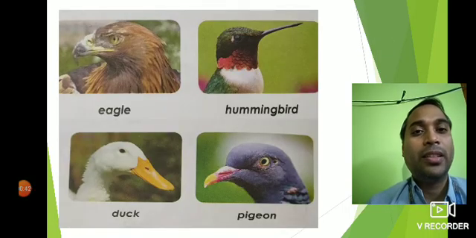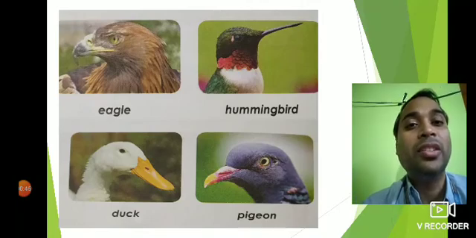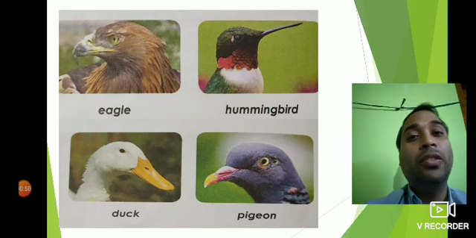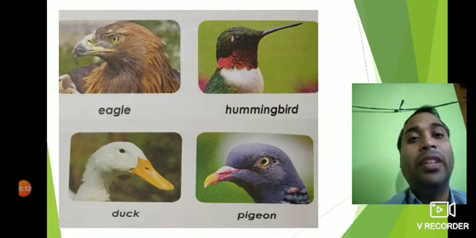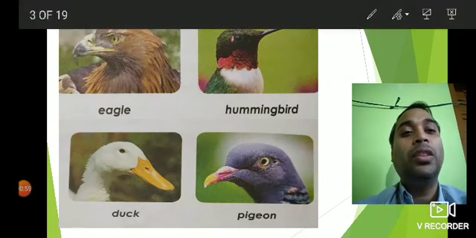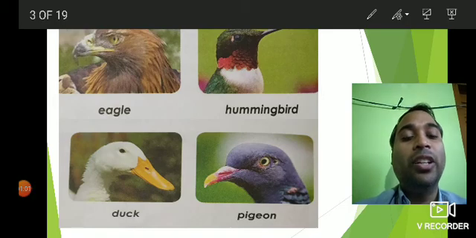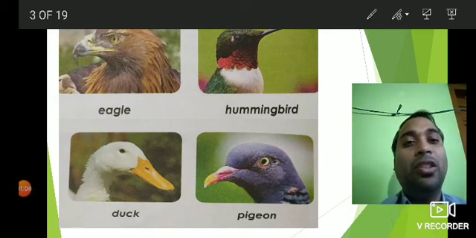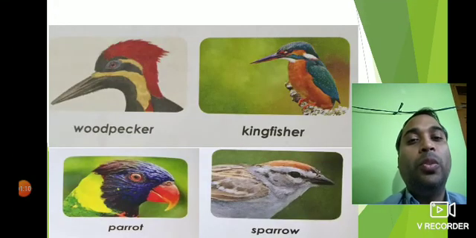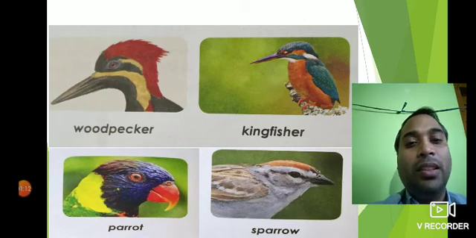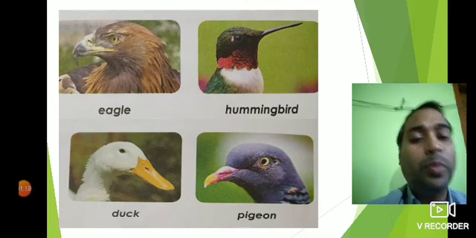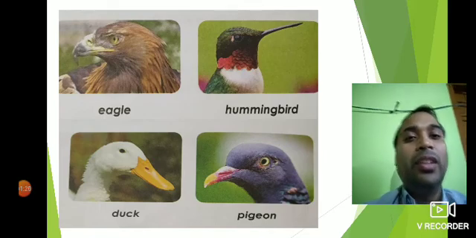Before I start, just have a look at these pictures and see how the beaks are different from each other. If you see the beak of this eagle, it is hooked. Then the duck, it is broad and flat. Then the pigeon, its beak is quite short in length. And a few more birds we have, like the woodpecker. So there is some kind of difference among the beaks. We'll study their properties and their functions one by one now.